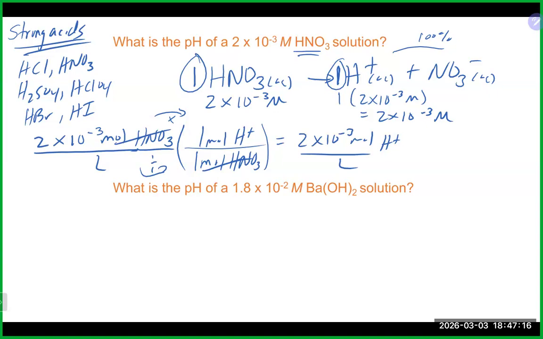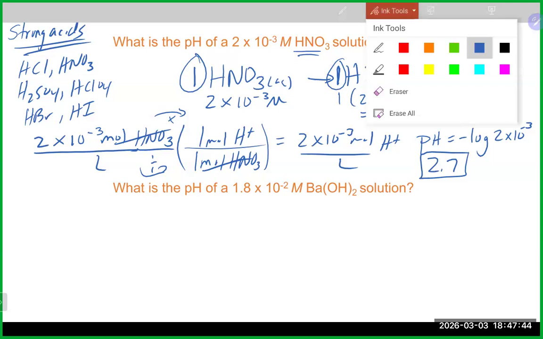So since that is the H plus concentration, that really is all I need to go into my pH, minus the log of 2 times 10 to the minus 3. I'm assuming this should give me an acidic pH since this is an acid. And something like 2.7 would be our pH, which is acidic, which is good in this case. Any questions on that one there?